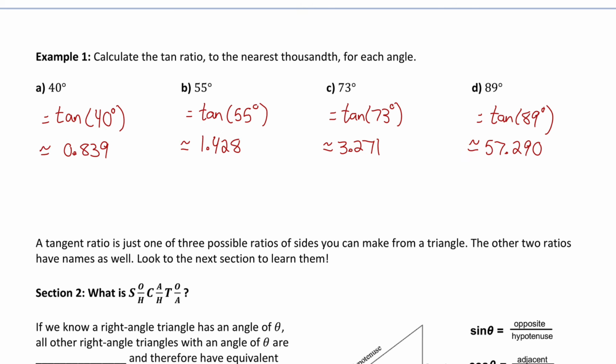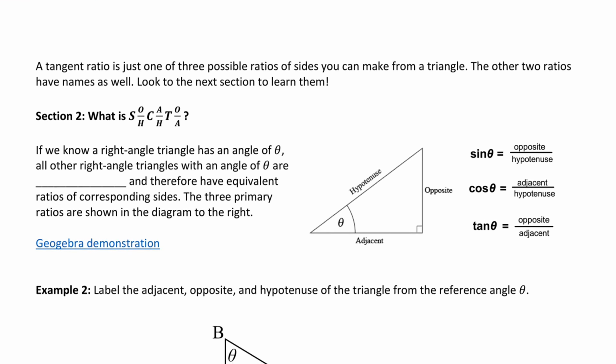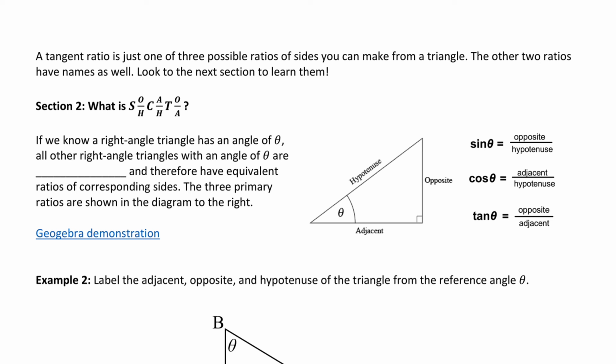So hopefully now that you understand that each of these tan ratios is just the ratio of the opposite side to the adjacent side in right triangles that have these reference angles, let's move on to learn the full acronym SOHCAHTOA and extend this to all 3 primary trig ratios, not just tangent. Right? The tangent ratio is just one of the 3 possible ratios of sides you can make from a triangle. The other 2 ratios have names as well.